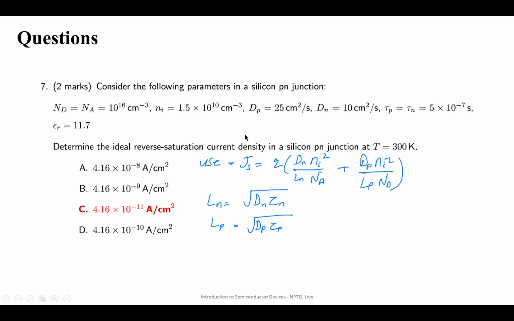So ni square by Na will be 2.25 into 10 per 20 by 10 per 16, which is 2.25 into 10 per 4. Similarly, this will also be 2.25 into 10 per 4. And you have to calculate Ln, Lp, put it here, Dn from the value, all the values you are given in the question. You just have to put it here.